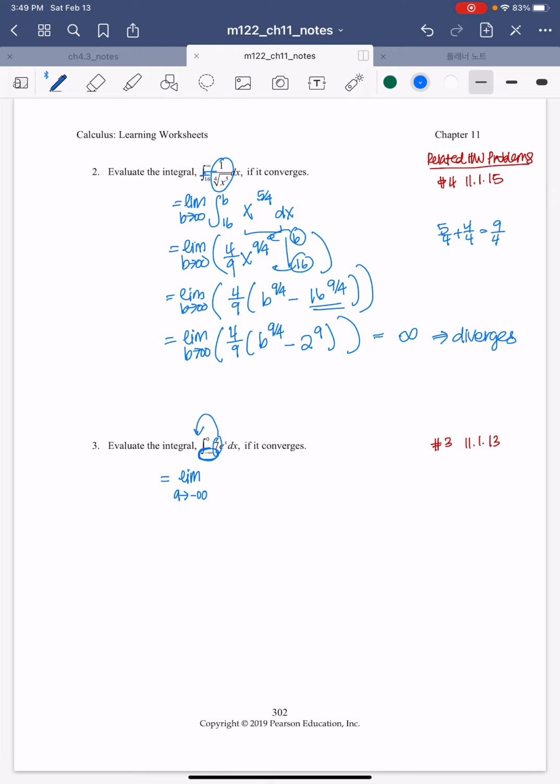I can move the 7 out because it's a constant. You don't have to, but I just like having that out so it looks simple. The integral from a to 0 of e to the x dx. Now let's apply the integral, which is e to the x is just e to the x from a to 0. Keep going. Limit as a approaches negative infinity. We have 7 times e to the 0 minus e to the a.